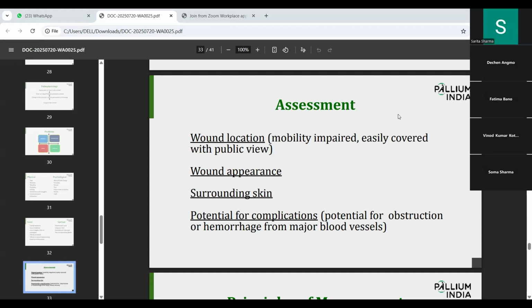Okay, Dolkar, and there is one suggestion. Can you repeat the question? What will you do first when you visit the patient? Patient diagnosis, fungating ulcer.